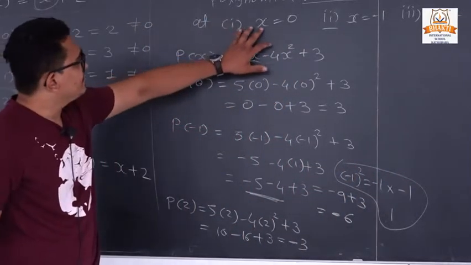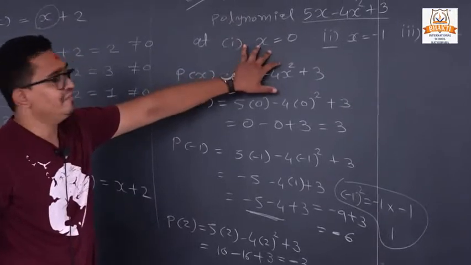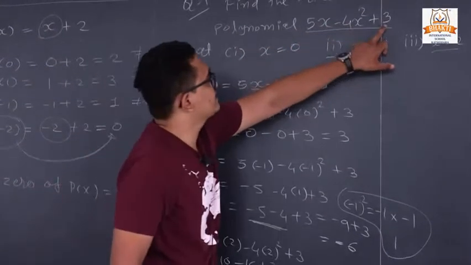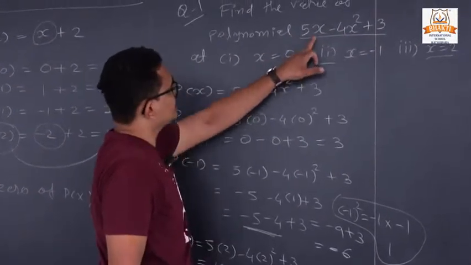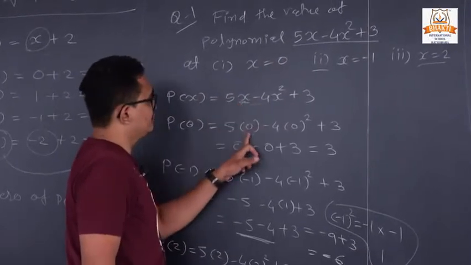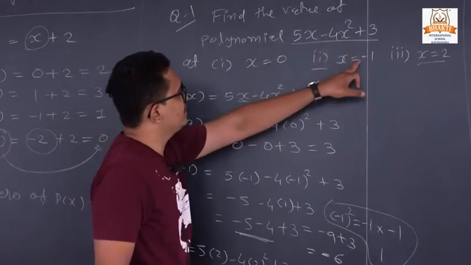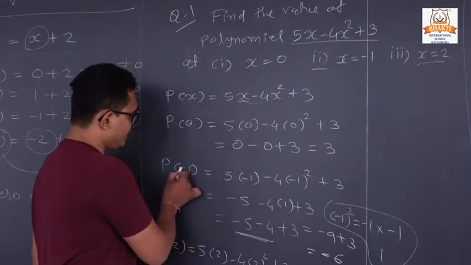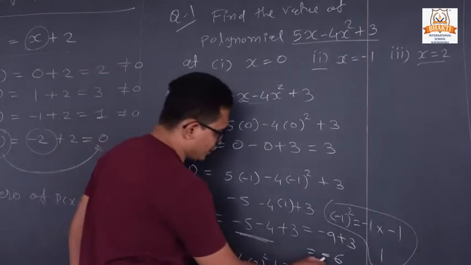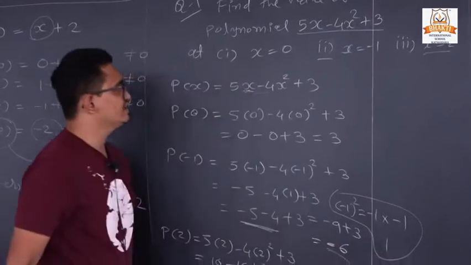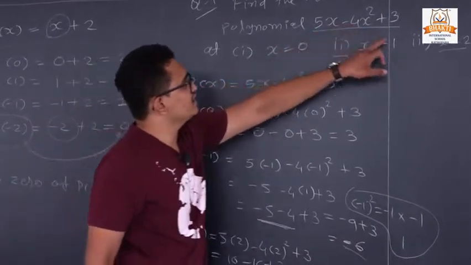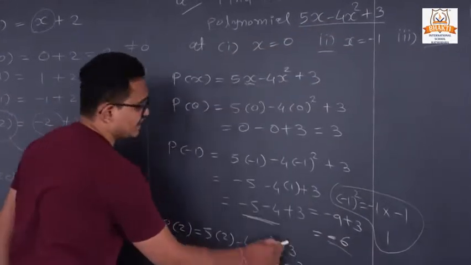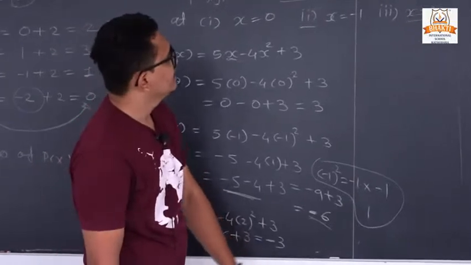So in this example, we will put different values of x. First we will replace x with 0. Then x is replaced with minus 1. So if we put x is equal to minus 1, the polynomial answer becomes minus 6. And if we put x is equal to 2, the answer becomes minus 3.